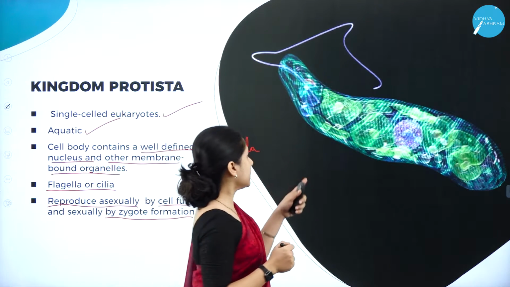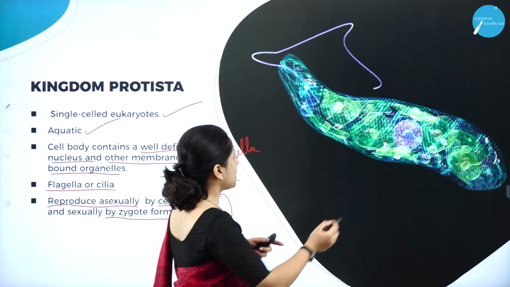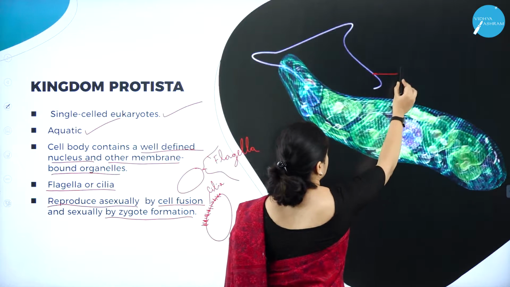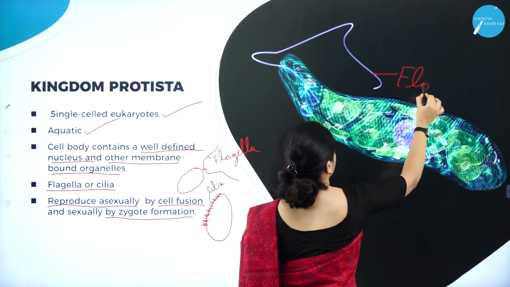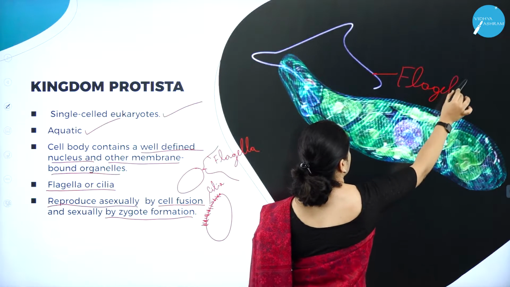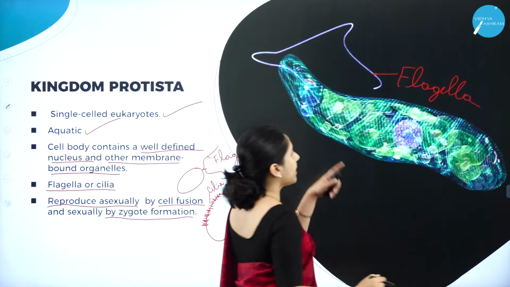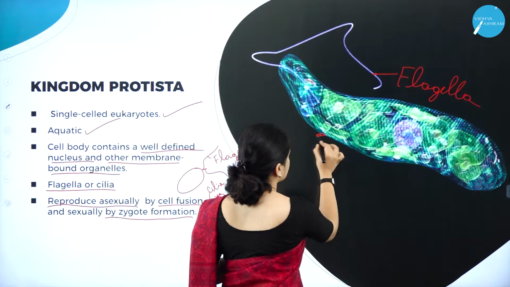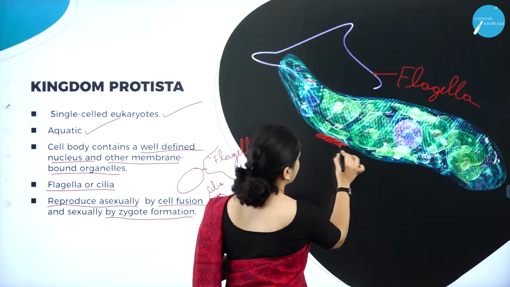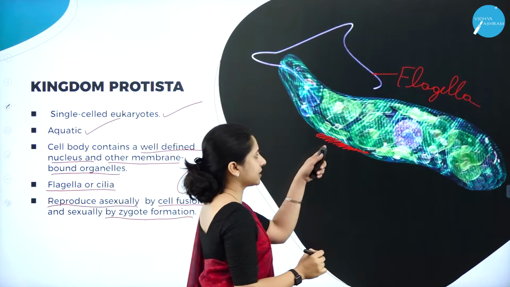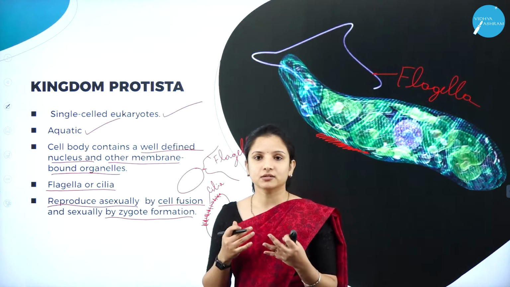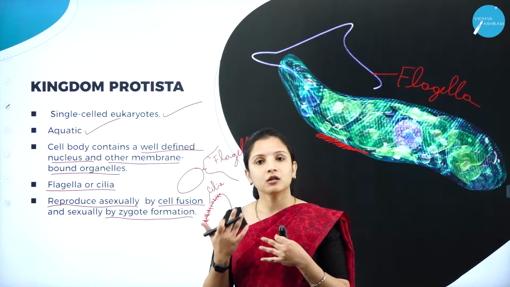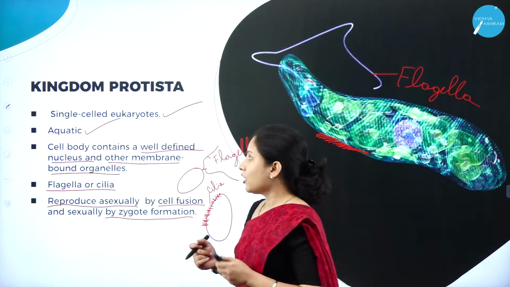So you can see here, this is Protista and you can see the flagella. These flagella help in the movement of the organism. So either they may have flagella or they may have a hair-like covering like this. Some organisms may have a hair-like covering like this, which is nothing but cilia. These are the structures that help in the locomotion or the movement of the organism.